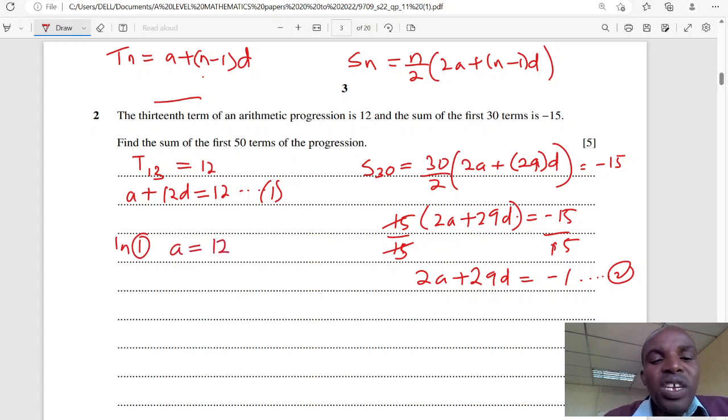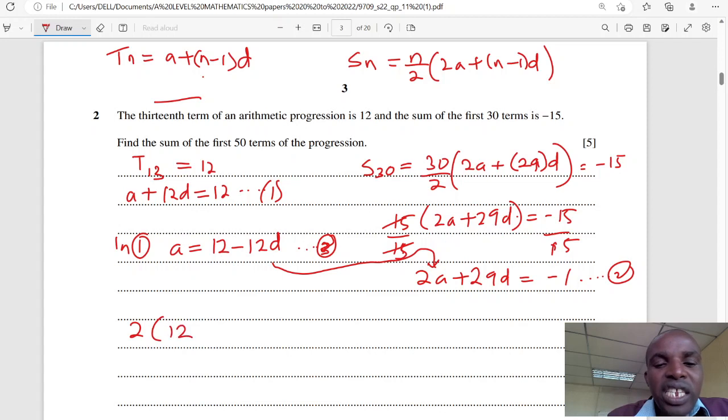You can say 12 minus 12d. That's your A. I can call this equation number 3, the third equation that I have. Then I take this item and substitute this A in the second equation, so that it will be 2 times A, that is 12 minus 12d, then plus 29d is equals negative 1.